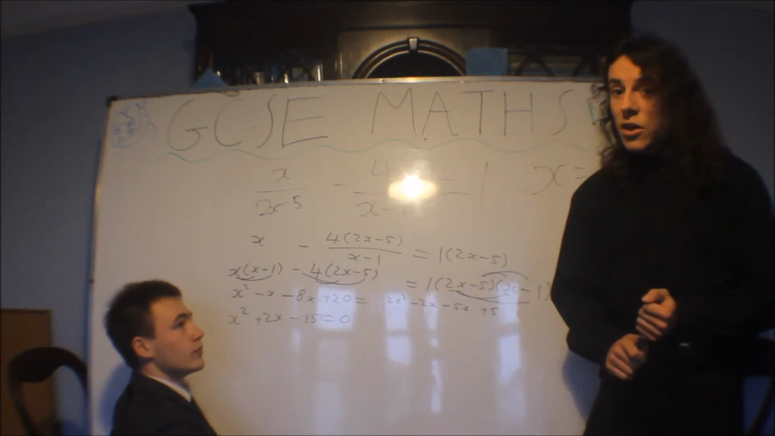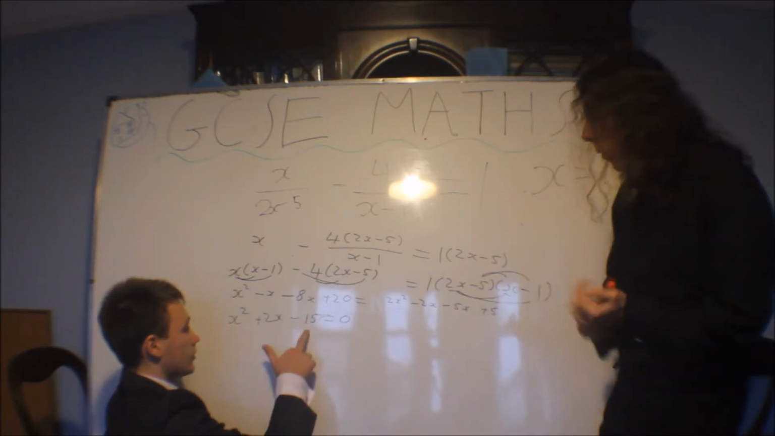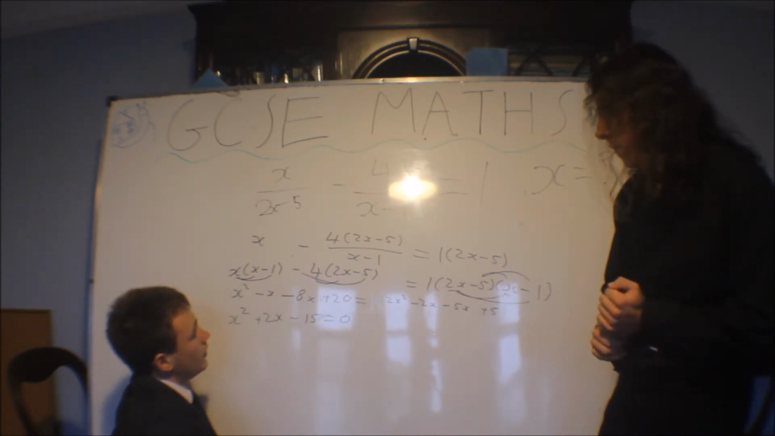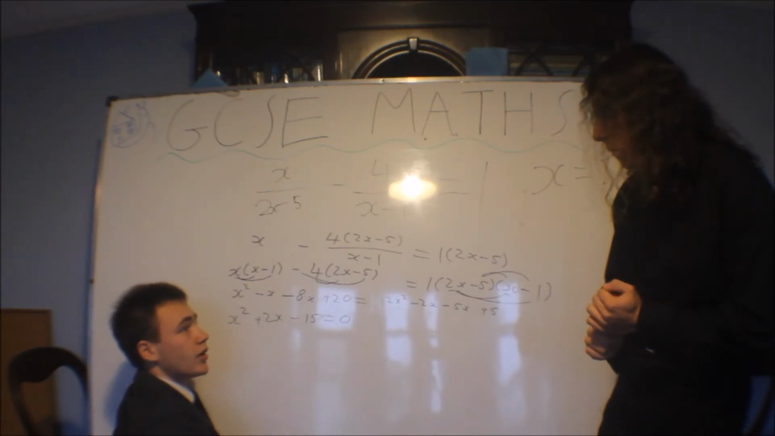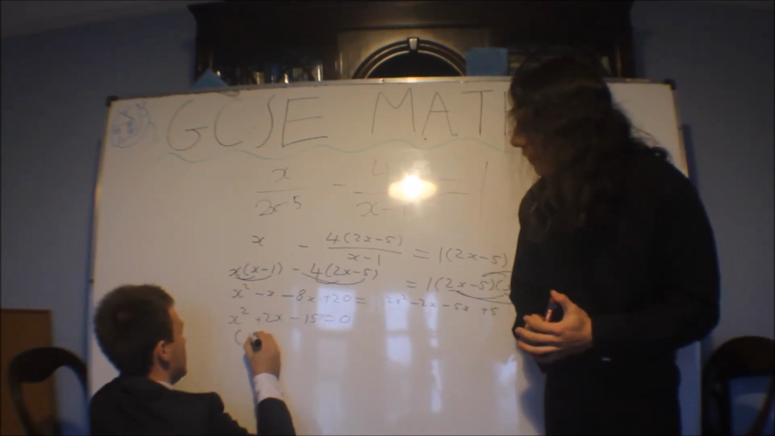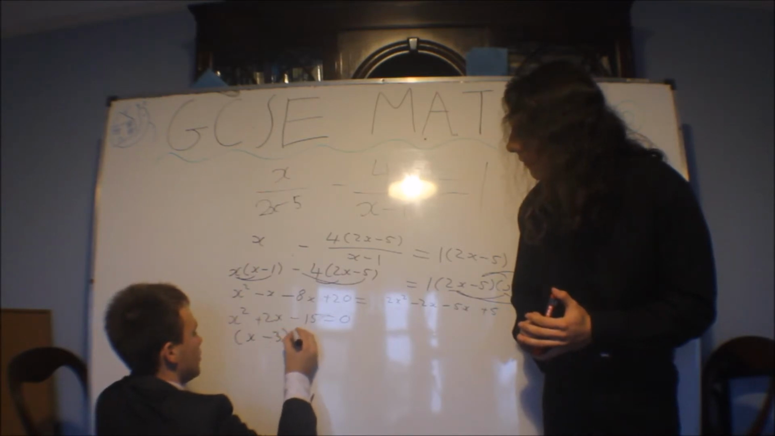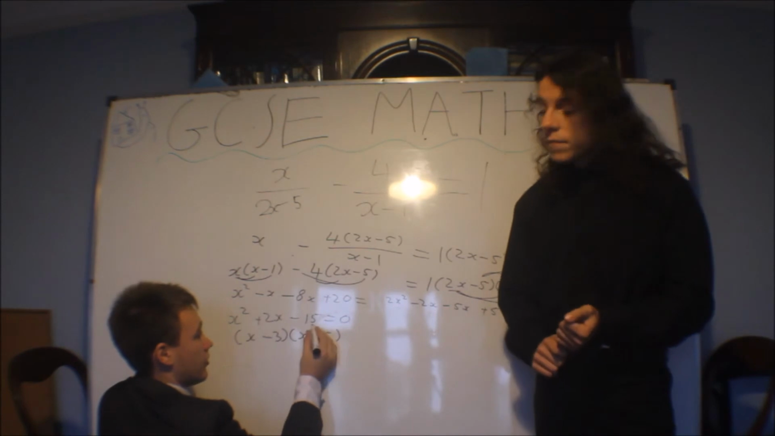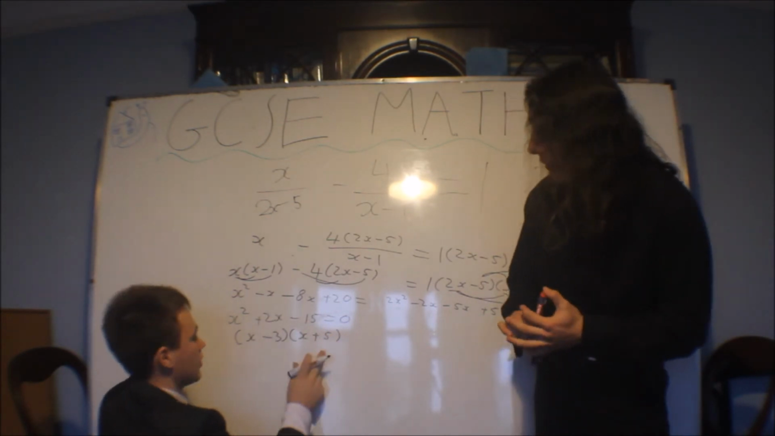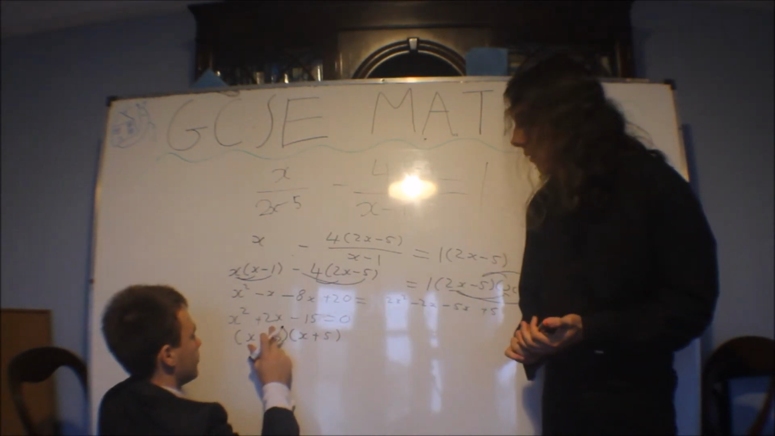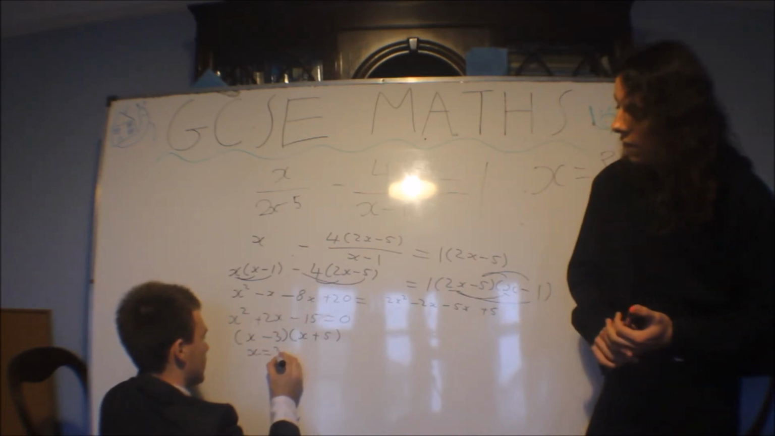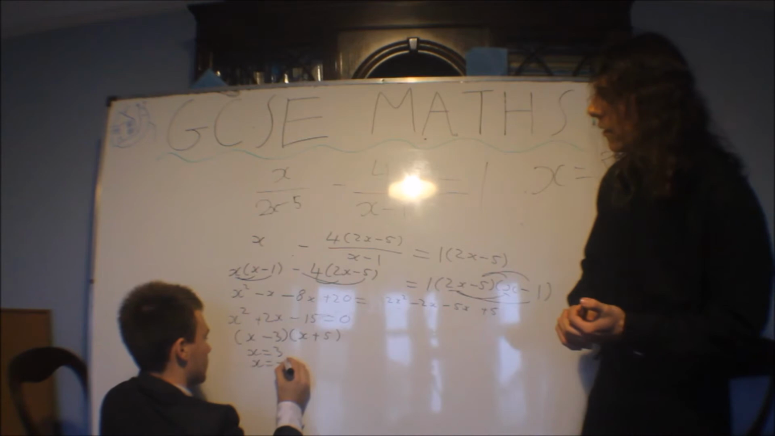Now, this is when we actually get to do the factorising bit, or the quadratic formula. Minus 3 and 5 work, don't they? Yeah. If you factorise, x minus 3, x plus 5. Minus 3 and plus 5 make minus 15 when they're times. And when you take away 3 from 5, you get 2. So your final answer is x equals 3 and x equals minus 5.